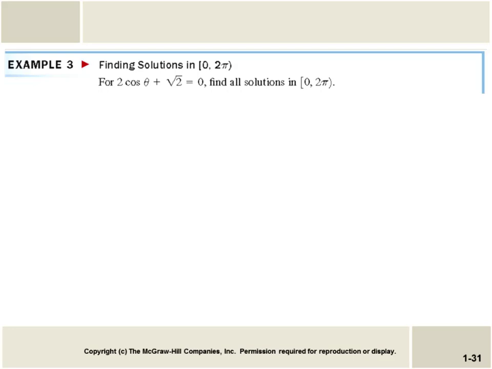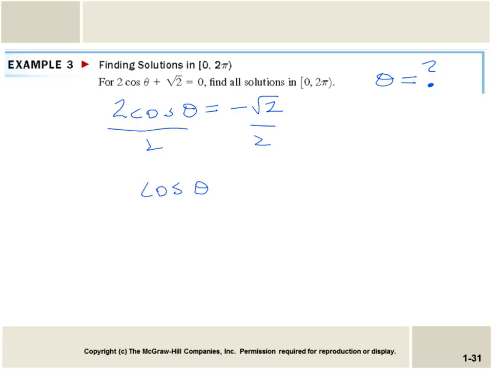So we start with saying, well, we have 2 cosine theta plus square root of 2 equals 0. So I'm going to say, well, let's subtract the square root of 2 from both sides. So I want to solve for theta. Theta equals what? That's my question. All right? So I divide both sides by 2, and I get cosine of theta equals minus the square root of 2 over 2. So what are my solutions between 0 and 2 pi where the cosine of theta equals minus the square root of 2 over 2?